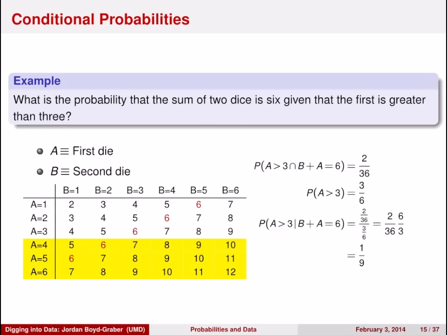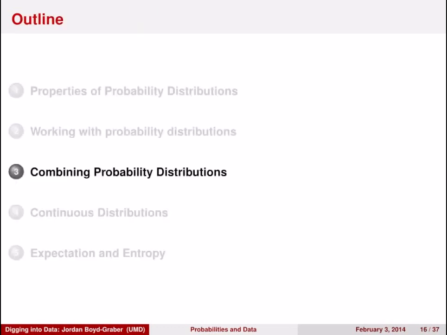You could have also calculated this by just looking at the yellow area and thinking about it geometrically. There are a total of 18 outcomes in the yellow area, the thing that we're conditioning on, and 2 of them have the sum of the two dice being 6. So 2 over 18 equals 1/9. It isn't always so straightforward, though. Often you'll need to appeal to the regular formula for computing conditional probabilities.